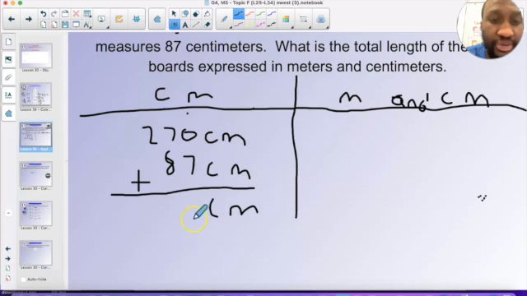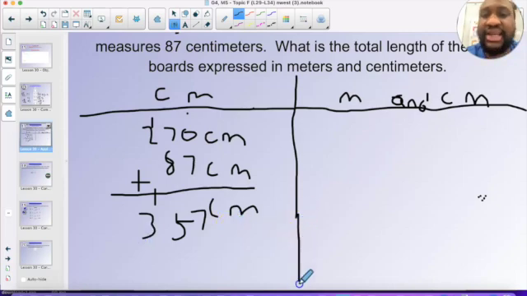7 plus 0 or 0 plus 7 is 7. I have 7 tens. I have to add 8 more. So 8, 9, 10, 11, 12, 13, 14, 15. If I have 15 tens, I have to put the 5 down. And I carry the 1 above, because 10 tens make 100. Then I'm going to add the 200s plus 1 more 100. I'll put it below. 2 plus 1 makes 3, which makes 357 centimeters.